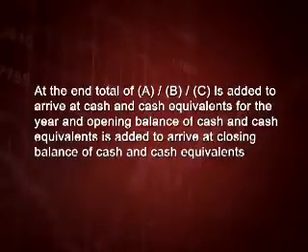At the end, we will make a total of A, B and C to arrive at cash and cash equivalent for the year, in which we will add the opening balance of the cash and cash equivalent, and then we will arrive at the closing balance of cash and cash equivalent. In this way, we can verify it from the question itself, because the opening balance of cash and cash equivalent as well as the closing balance is given in the balance sheet. So we can verify our solution from there also.